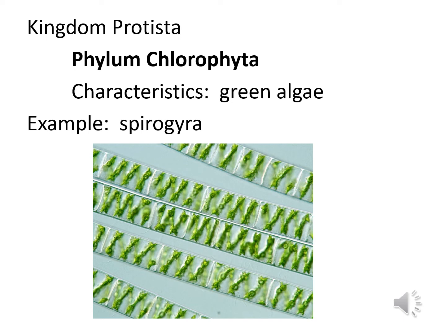Spirogyra is in kingdom Protista with its characteristics and ditto marks. It's in phylum Chlorophyta. The characteristics of Chlorophyta would be some green algae. Oh, look at the little green algae. Note the cytoplasm does actually spiral, giving it the name of Spirogyra.